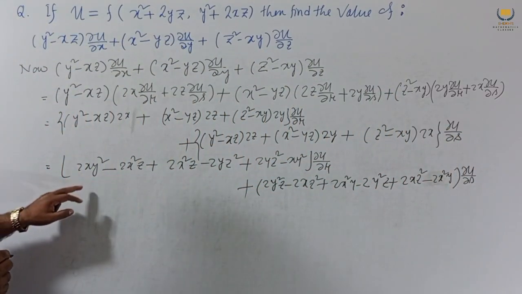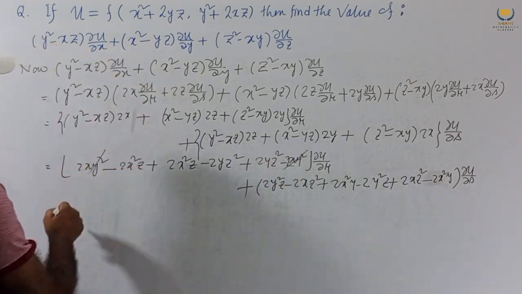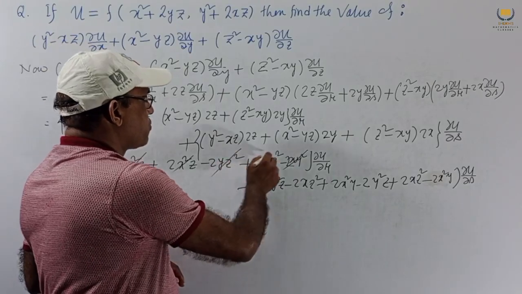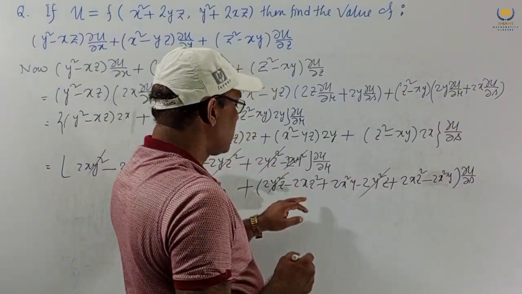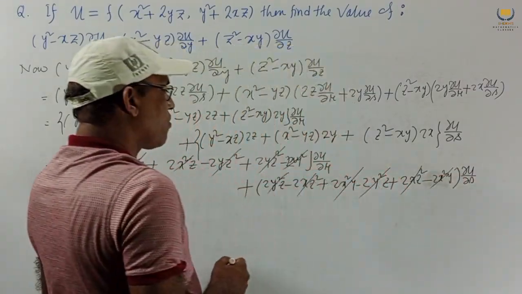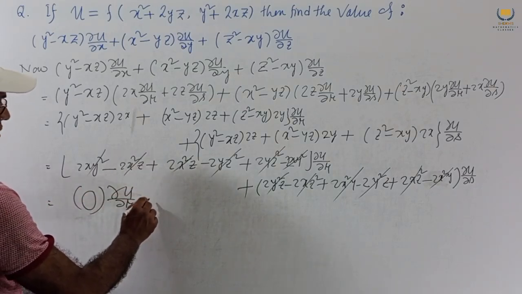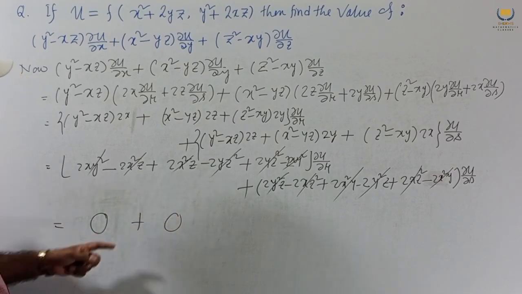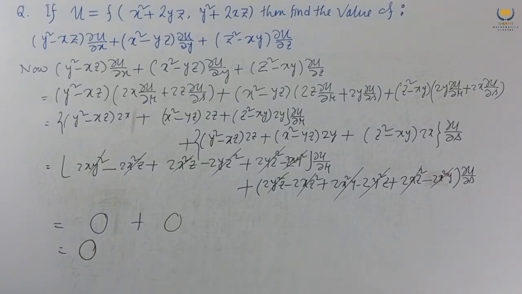We get this. Now xy square, these two are cancelled. 2x square z, 2x square z, these are plus minus symbol cancel, and these two are also cancelled. 2y square z, these two are cancelled. 2xz square, these two are cancelled, and these are cancelled. Then the whole family members are cancelled. So 0 into ∂u/∂r, 0 into ∂u/∂s. Ultimately we get 0. So what is the value?